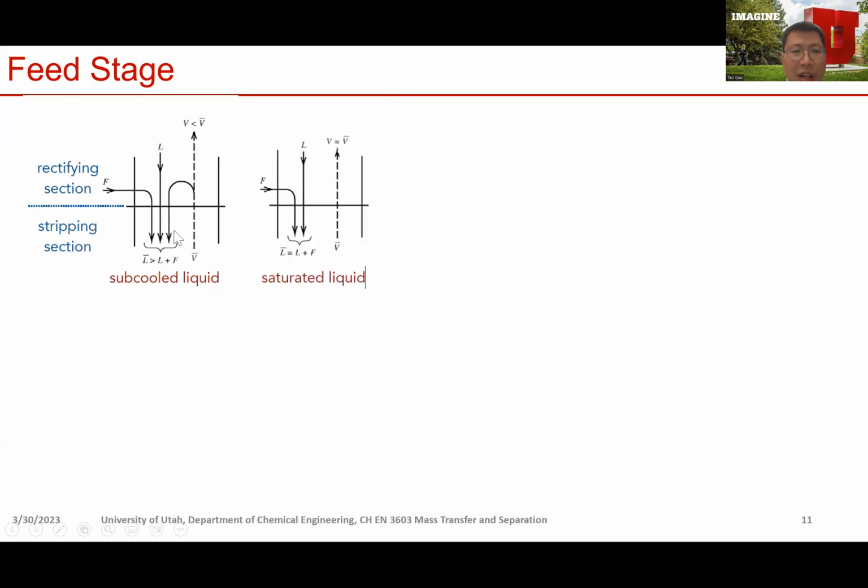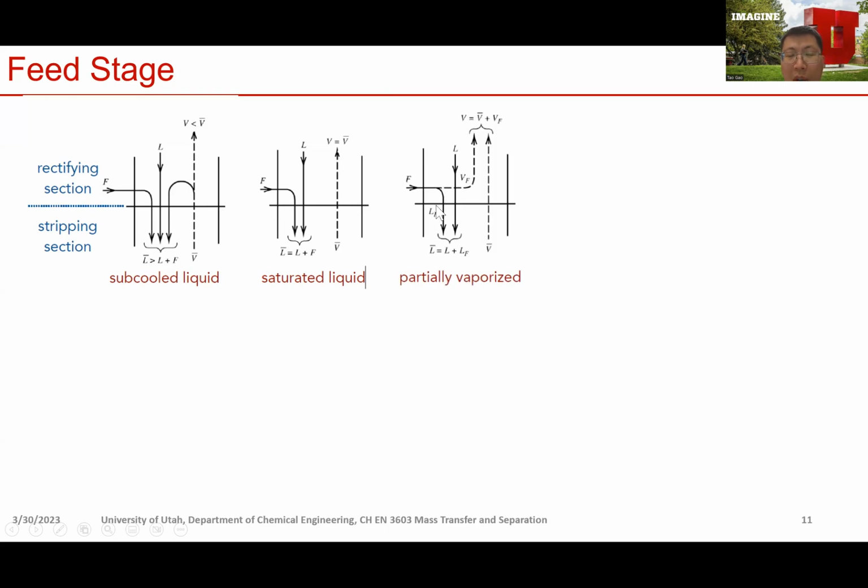So if it's a saturated liquid, then things become simplified, in which we have the saturated liquid join the downcoming liquid and become the liquid flow in the stripping section, right? Whereas for the vapor phase, it's the same flow rate, right? Because the feed does not provide any vapor.